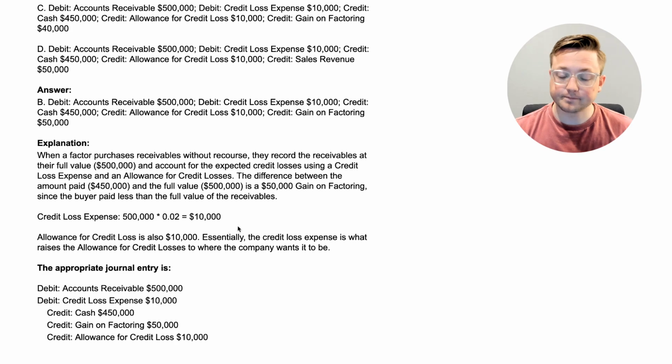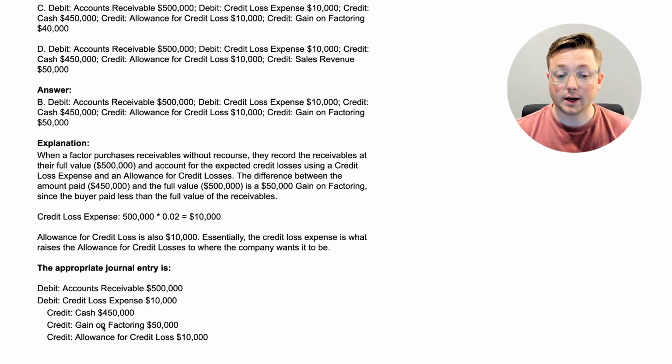So with all that, let's go down here to the journal entry just to put it into debits and credits. So they debit the full accounts receivable that they just received, $500,000. They debit the credit loss expense. So again, that's the debit to this credit down here, $10,000, because that's the 2% that they're expecting will not be collectible. And then you credit the cash. That was the total amount that they paid, $450,000.